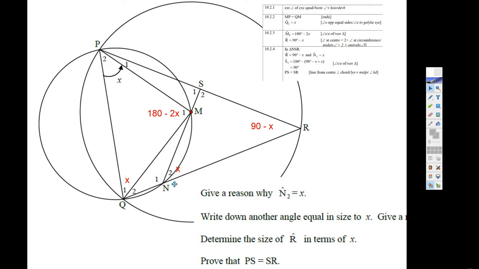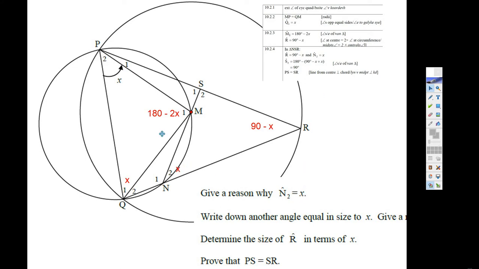Okay, give a reason why N2 is equal to X. Well, this angle here is X. NQPM is a cyclic quadrilateral on this small circle. And this is the exterior angle of the cyclic quad, and it equals this interior angle. So N2 equals X because of the exterior angle of a cyclic quad. That's it. That's the reason.